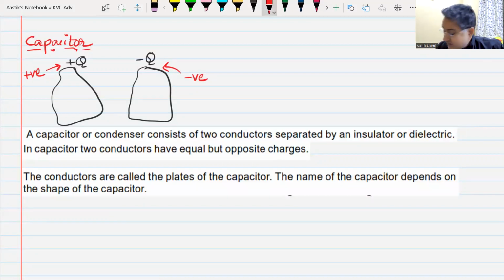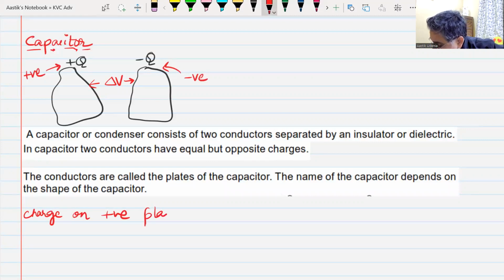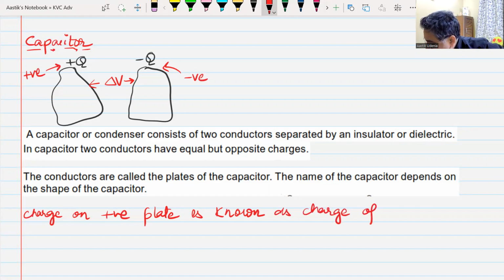Now, between these two conductors, we have a potential difference delta V. The charge on the positive plate of the conductor is known as the charge of the capacitor. If you look in totality, the net charge of the capacitor in this case is zero. Then what do you call the charge on the capacitor? The charge on the positive plate is known as the charge of the capacitor. Do we understand this? Yes, sir.